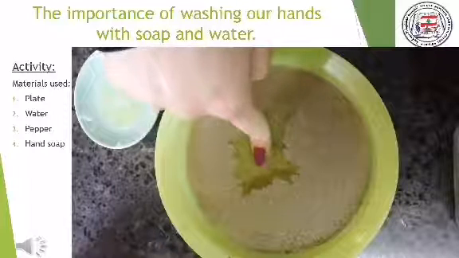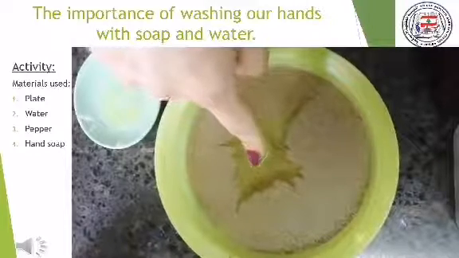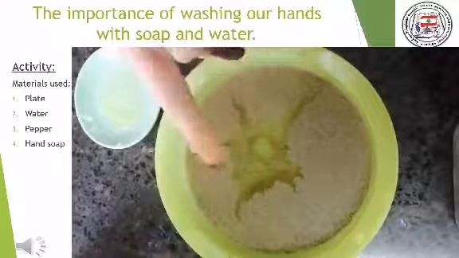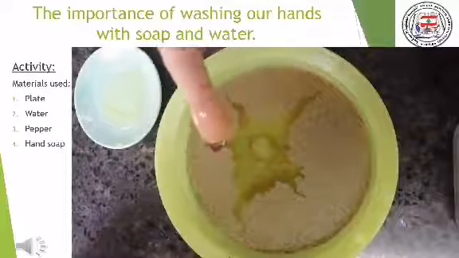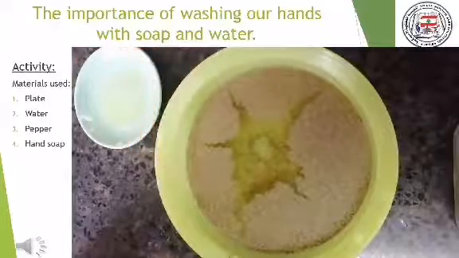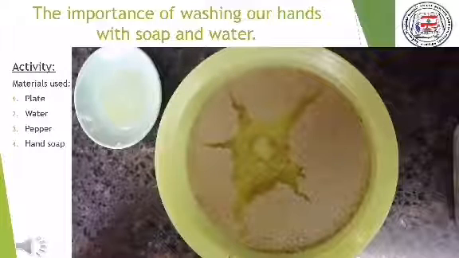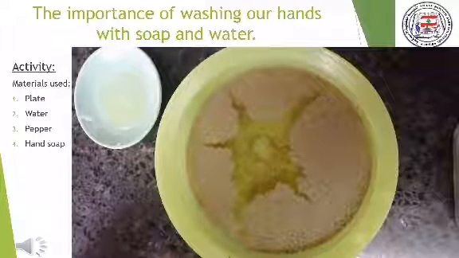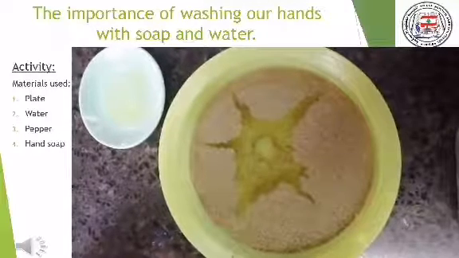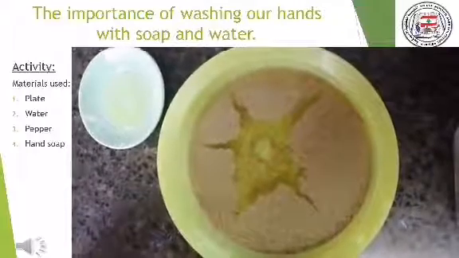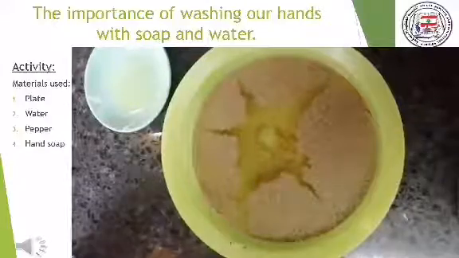Do you see how the pepper moved away? This is how the soap will take all the germs and viruses out of your hands, and there is no more pepper on my finger. This shows you that it's very important to use soap when you are washing your hands in order to get rid of all the germs and bacteria on your hands, and not only wash with water. And you can try this activity at home with the help of your parents.